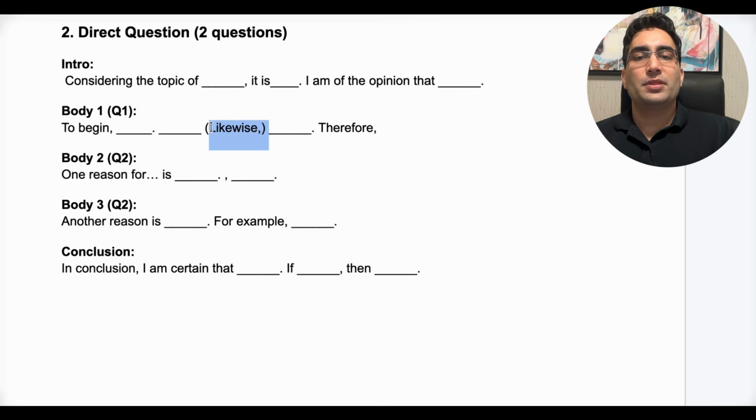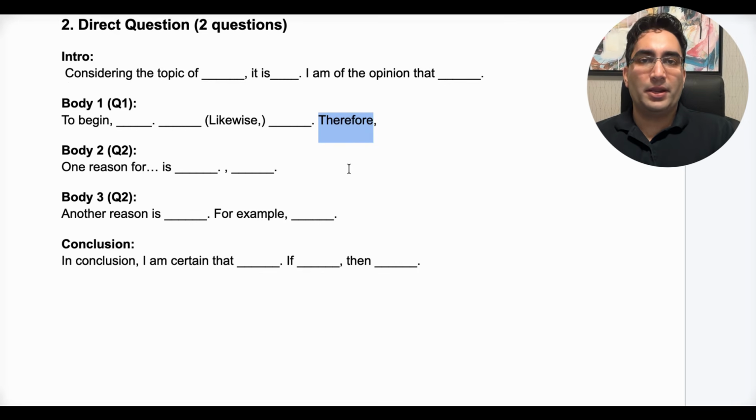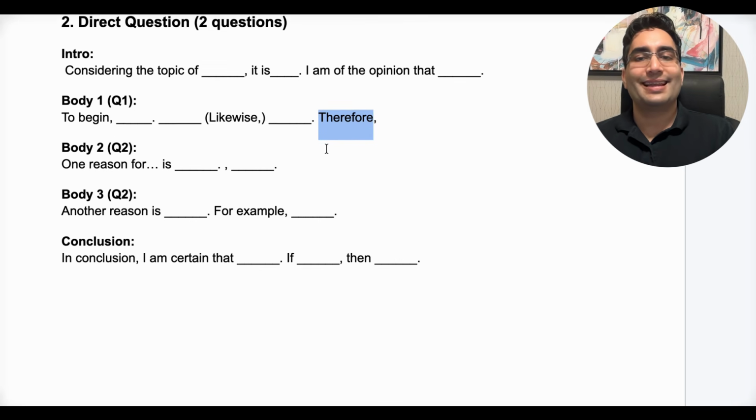Now, likewise, I put this in brackets because it depends if you need to use it. Like if you're elaborating further, it's a good advanced connector to use. But if you're not using it, it's totally fine. Therefore, would finish off that paragraph. That would be the concluding sentence there.